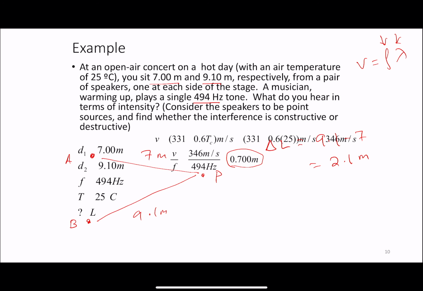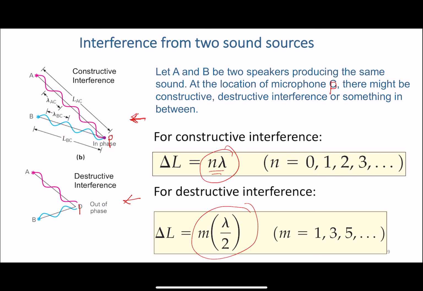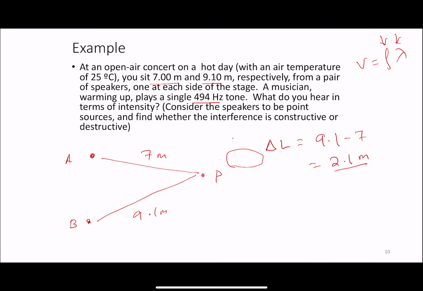And then once you know the wavelength, you can see the answer right away. The wavelength is 0.7 meters, and the path difference is 2.1 meters. So that tells you that it's 3 times the wavelength. So we have this condition: delta L is an integral multiple of the wavelength, and so there will be constructive interference.